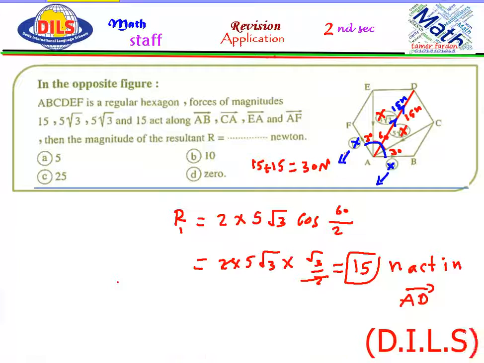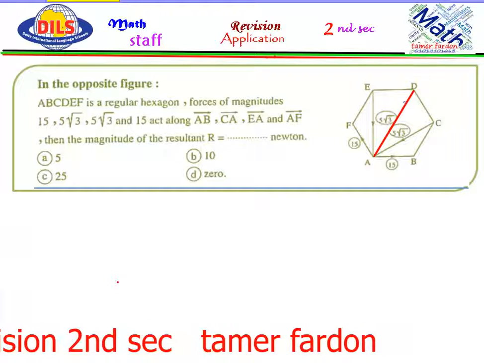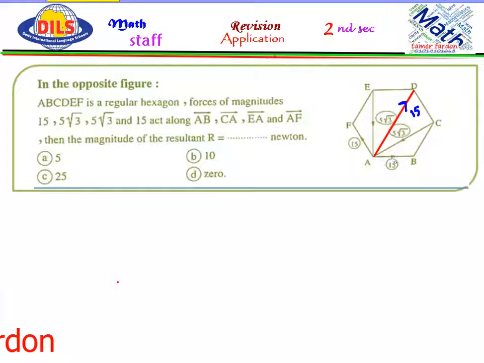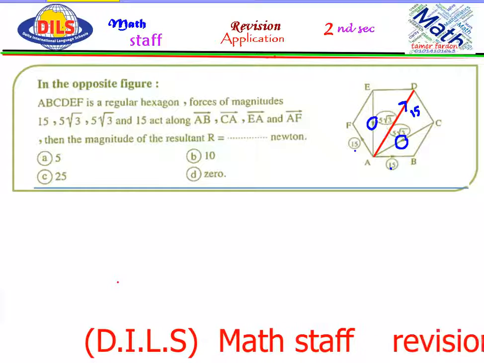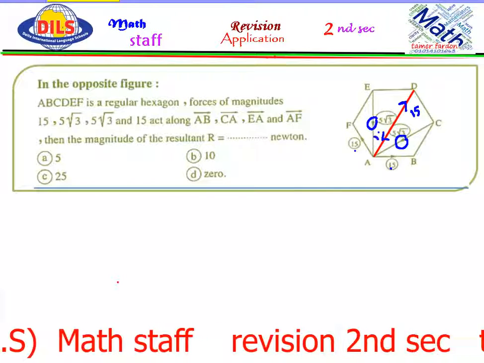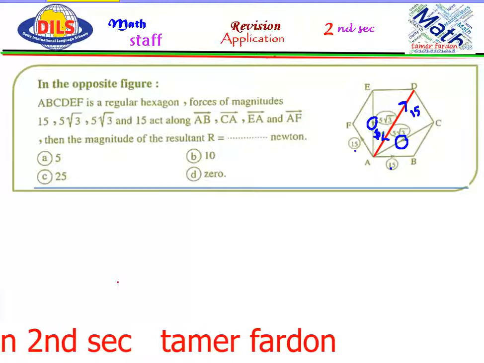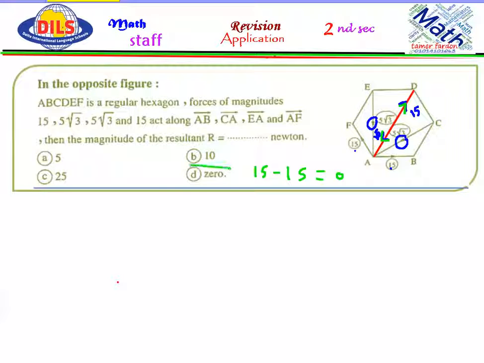Sorry. Again, the resultant of the two forces 5 root 3 and 5 root 3 is 15 in the direction of AD. But the resultant of the two forces 15 and 15 also equals 15 in the direction of DA, in the direction of DE. So the resultant of the two forces equals 15 minus 15 equals 0.